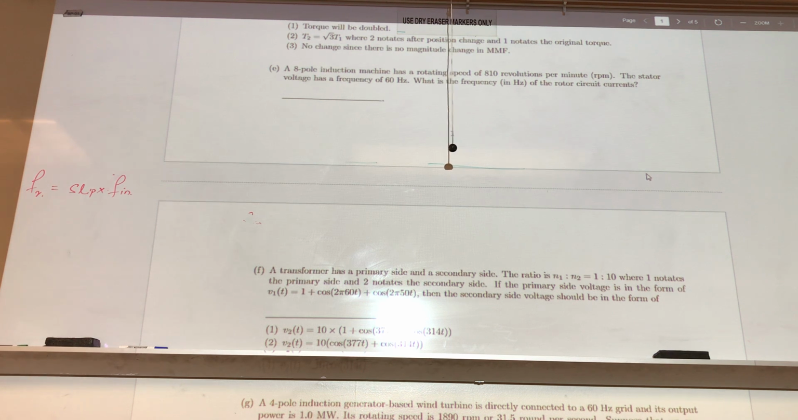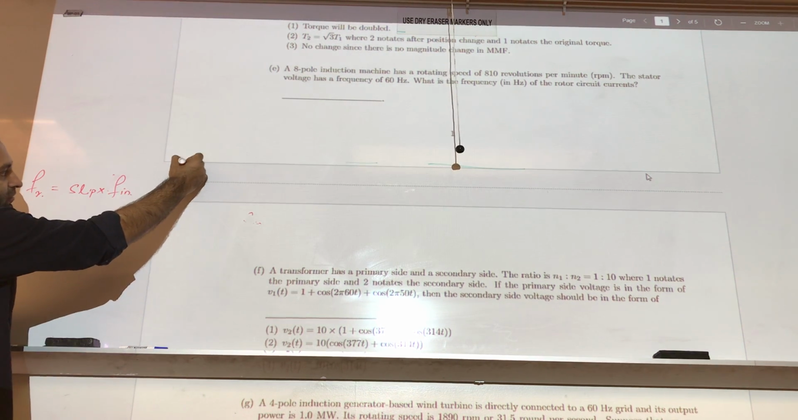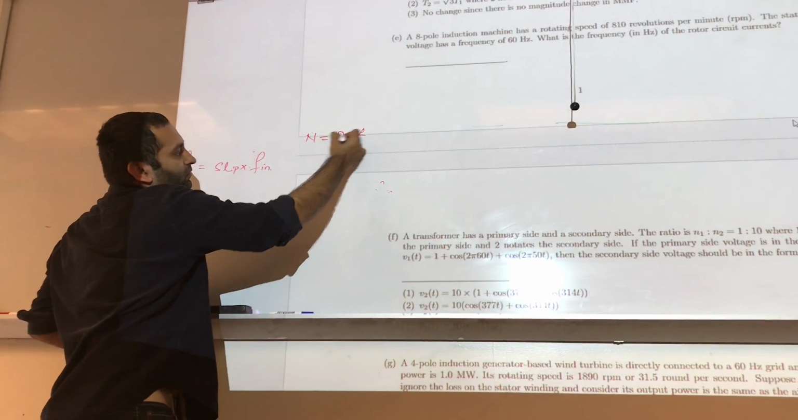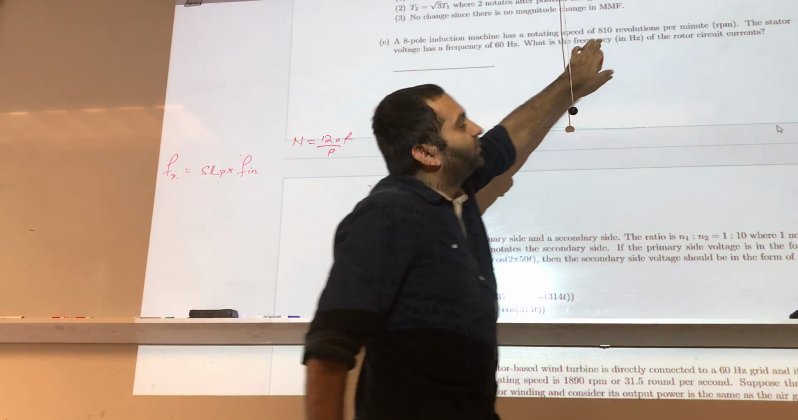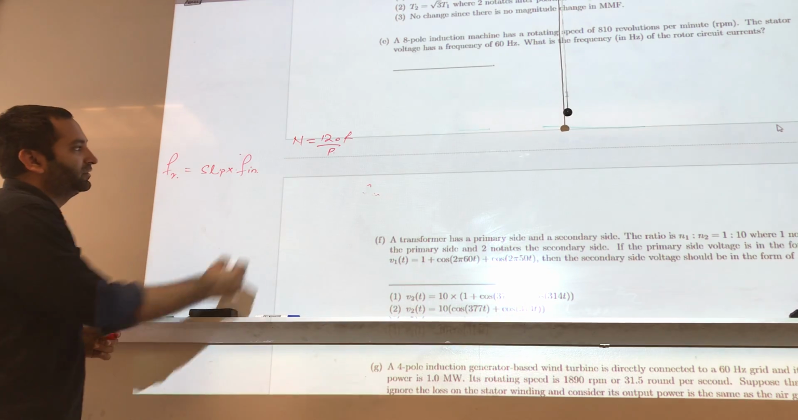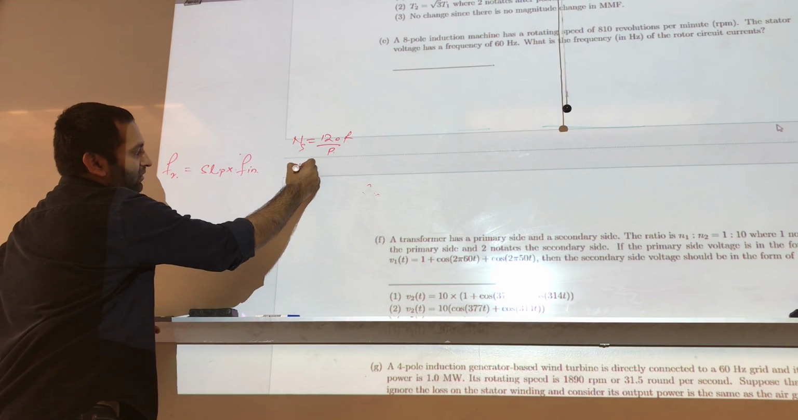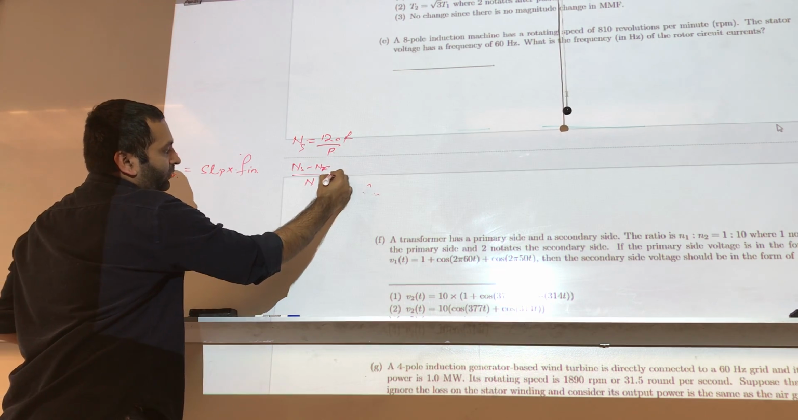So what's your frequency? We get 120 over the number of poles times the frequency, and that's going to get us the synchronous speed. So you'll find the NS first, which is 120 F over P. It's given 8 poles, and it's also given the rotating speed is 810. Then we get NS minus the rotor speed, over the synchronous speed, and that's going to be our slip. So this is the slip.